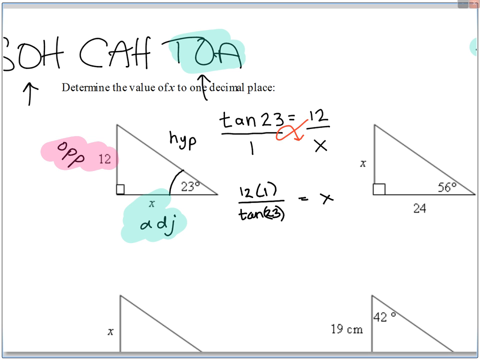So what is 12 times 1, obviously just 12, divided by tan 23? 28.3 to 1 decimal place. Is that an angle or a side? It's a side. So if they gave you centimeters, you put centimeters. If they gave you feet, you put feet. Okay?